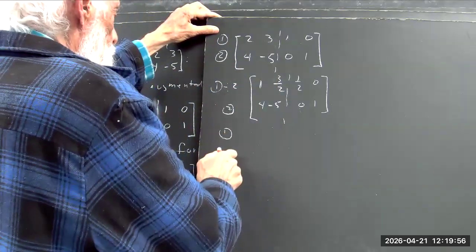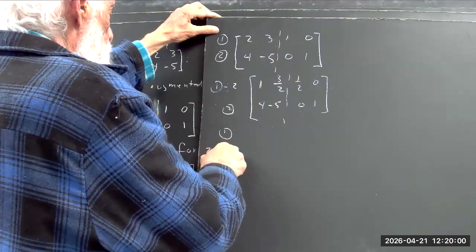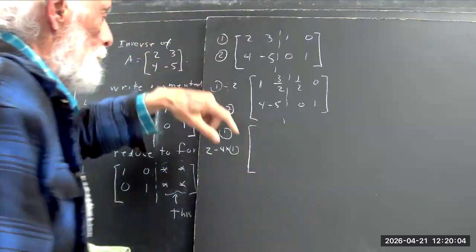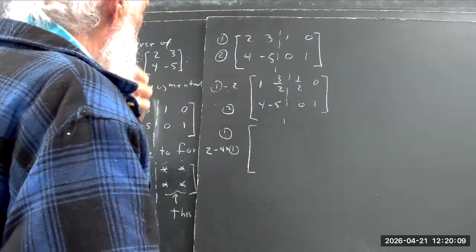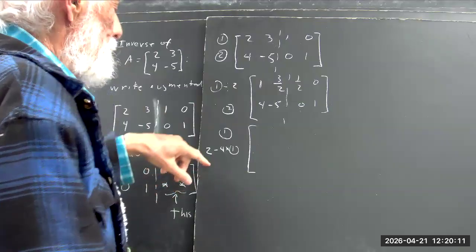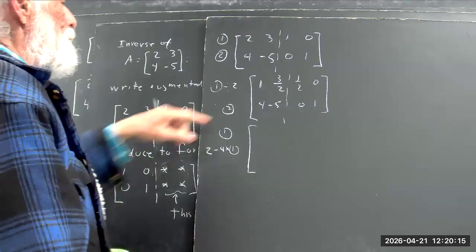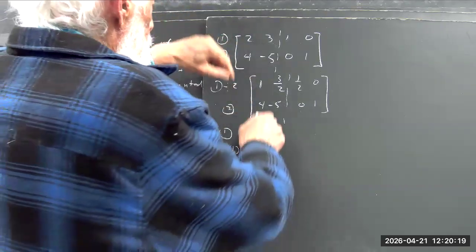Then, the first row is going to stay the way it was. But I do second row minus 4 times the first row. I multiply the first row by -4 and add it to the second. If I multiply the first row by -4 and add it to the second, I'm going to get a 0 here.